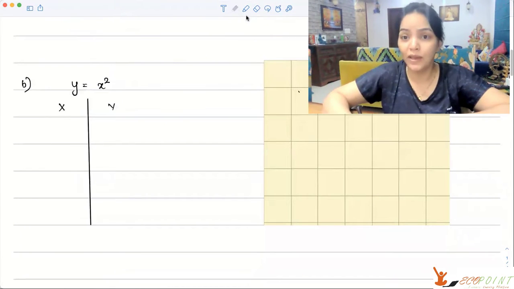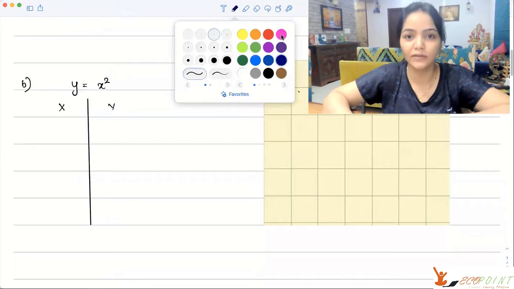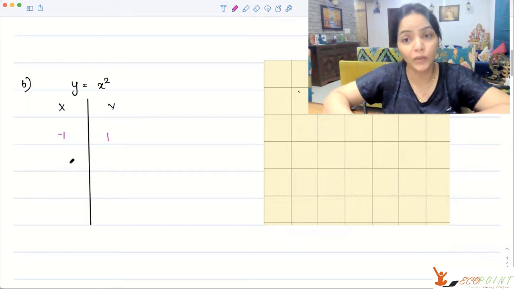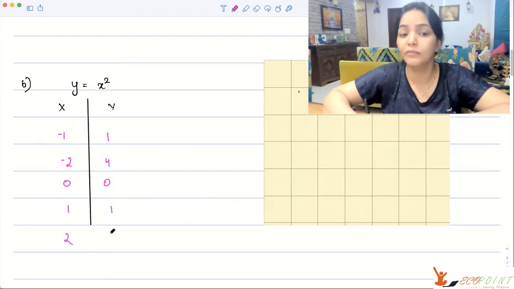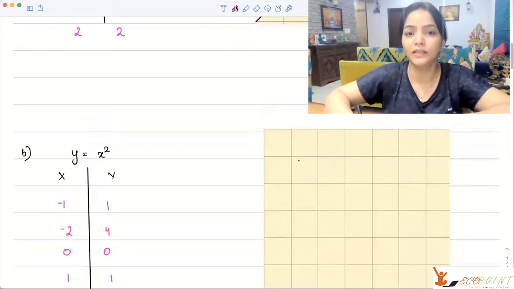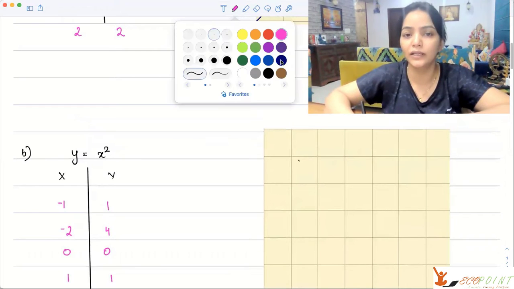Next graph is x square. So if I give x value -1, I'm going to get 1 because square of -1 is 1. -2 will give me 4, 0 will give me 0, 1 will give me 1, 2 will give me 4 again. So if I may graph it, let's see what it will look like.